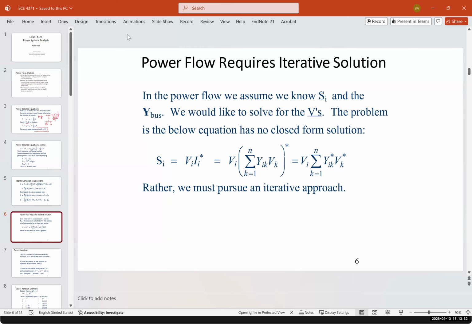Now, power flow requires iterative solutions because we don't get a fixed solution. In the power flow, we assume we know Si and the bus admittance Y bus. We would like to solve for the V's. The problem is the below equation has no closed form solution, but rather, we must pursue an iterative approach.